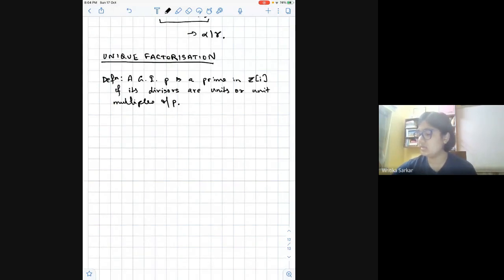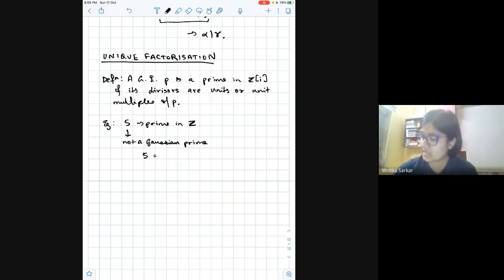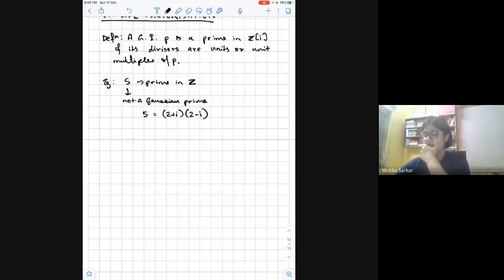So one would expect that the primes in integers should also be primes in Zi, but that's not true, because if you take, for example, 5, it is a prime in Z, but it's not a Gaussian prime. That is because you can write 5 as 2 plus I times 2 minus I, because you can factorize it, and these are all non-trivial factors. So 5 is not a Gaussian prime.